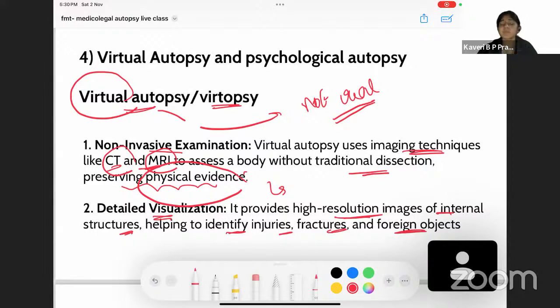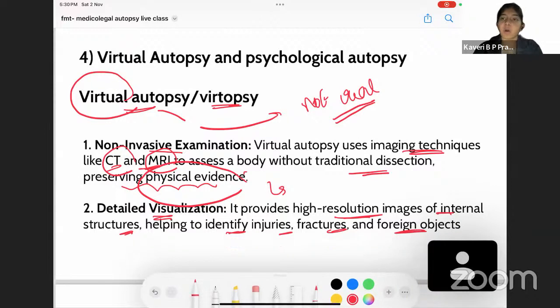Whenever you do a dissection or an autopsy normally, there could be some fractures or foreign objects that could be missed. But because you're using CT and MRI to scan the entire body from head to toe, you're going to find anything that could easily be missed. You can find out about all the injuries, fractures, and foreign objects.